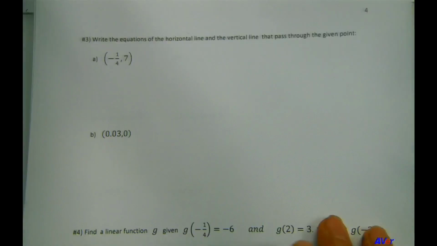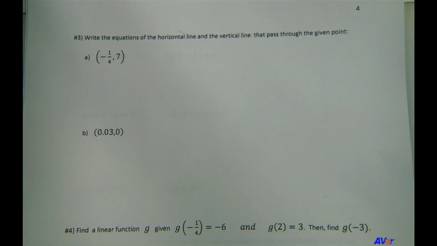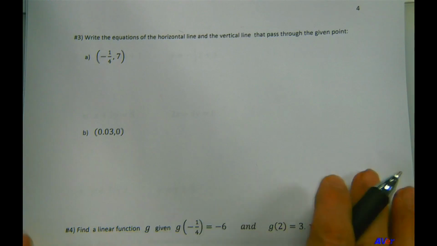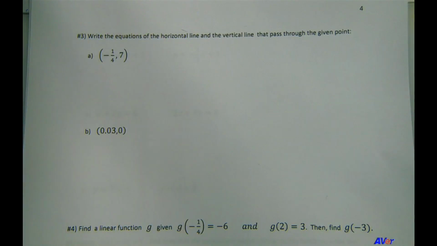So here in this example or exercise, they're saying write the equations of the horizontal line and the vertical line that pass through the given point. Okay, so let's do that, but let me do this. I hope you pause the video and solve these two examples.